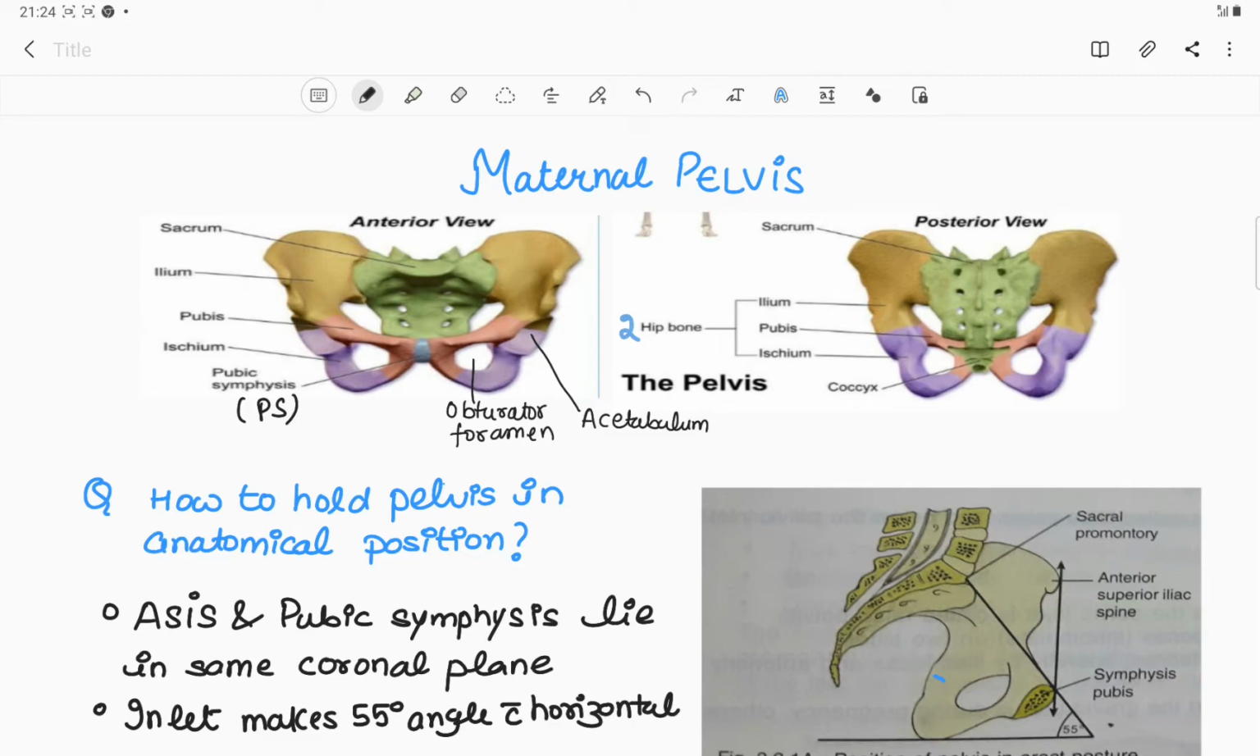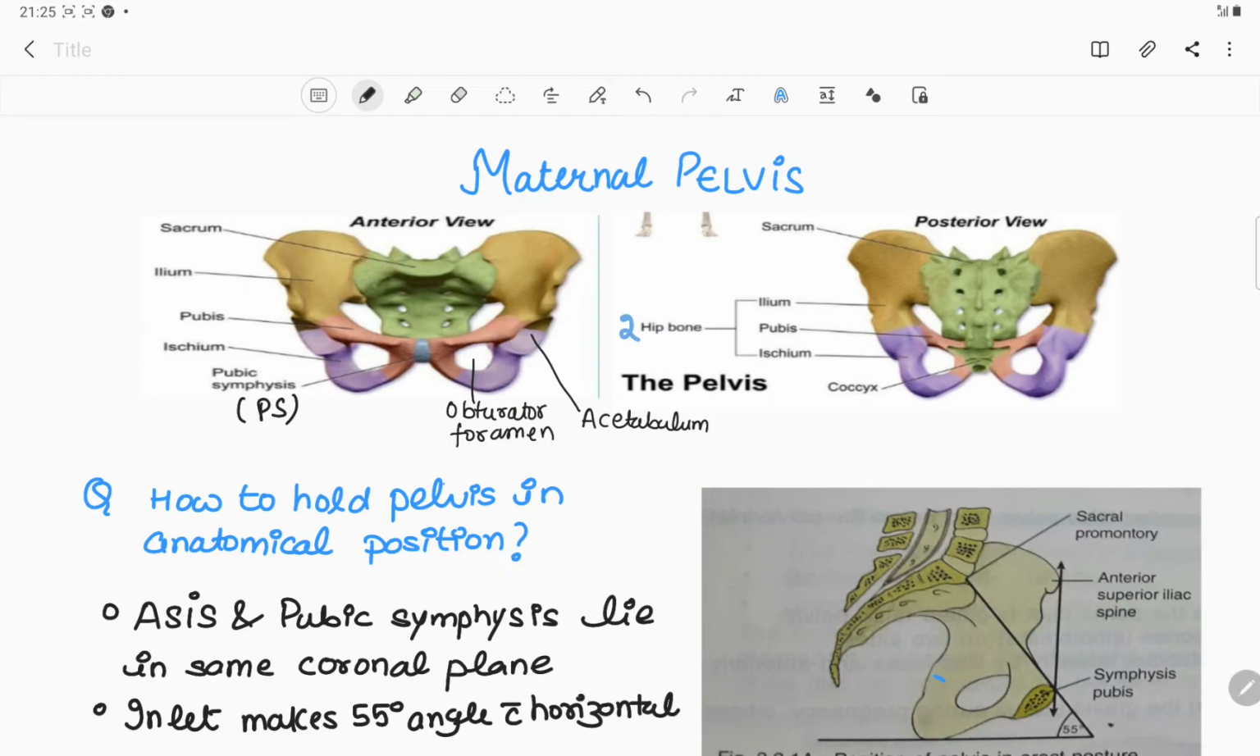In my last video, we discussed the fetal skull. Today, we will discuss the maternal pelvis, like how to hold the pelvis, then boundaries of the pelvis and difference between true and false pelvis, their diameters and how to do the pelvimetry, and then last will be different types of pelvis. So, let's start our topic.